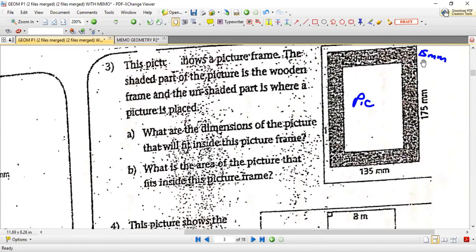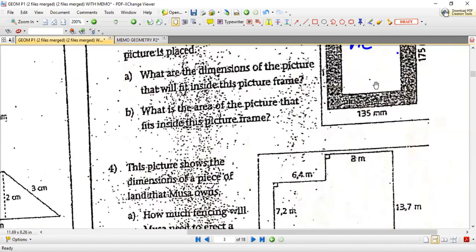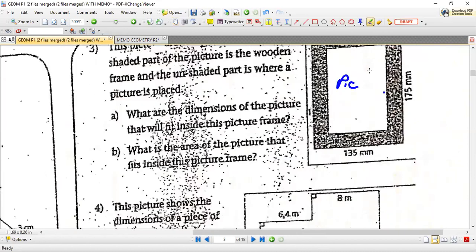Now, if I look at the entire length, it's 175 millimeters. And on either side of it is a 15 millimeter border. So hence, to calculate the dimension of, let's just call it X.